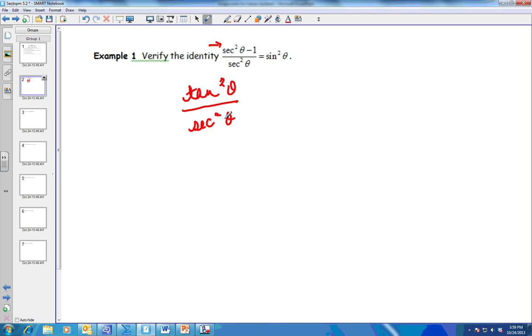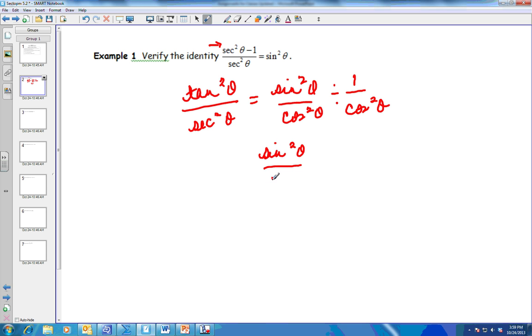Okay. Now I'm going to write this in terms of sines and cosines. Tangent is sine over cosine. Now I'm going to say divided by secant, but secant is 1 over cosine. So now I have fractions. To multiply fractions, I multiply by the reciprocal. So I have sine squared theta over cosine squared theta times the reciprocal. My cosines cancel, and I have sine squared theta.